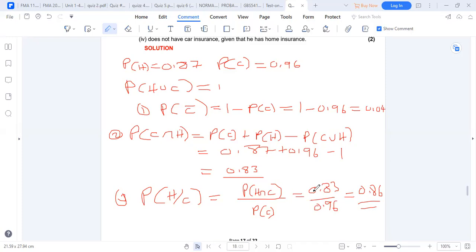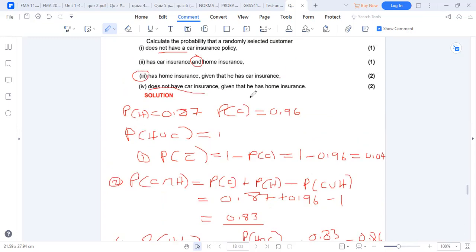Any questions thus far? Right, who wants to give us a notation? Does not have car insurance given he has home insurance. Sorry, come again, what is the notation? Yes, so that one we are saying C complement given H. Excellent.